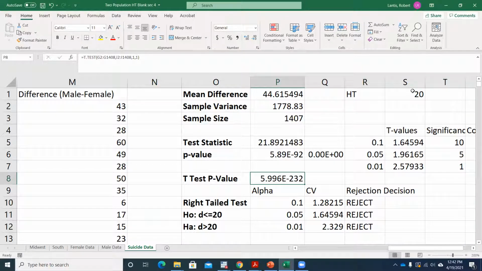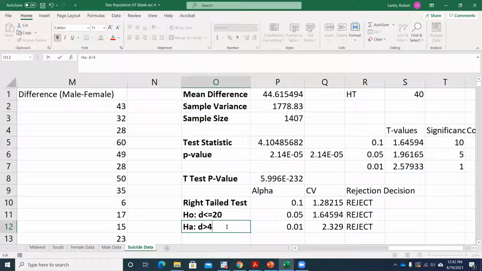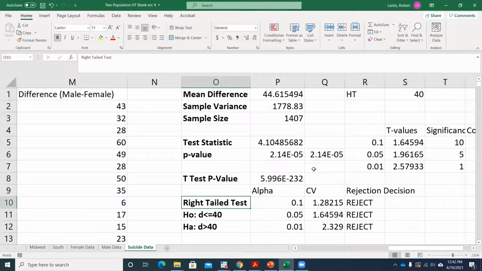Now notice, if I change this here, I can get my p-value to change, and I could even test, you know, is it greater than 40? I still can definitely reject that. If I think about testing for is it greater than 40, I'm assuming it's less than or equal to, so I can say with 99% confidence that the true difference between male and female suicides in a county is greater than 40, right? Or sorry, it isn't a value that's less than or equal to 40, right? So I know that the true difference is something above 40.